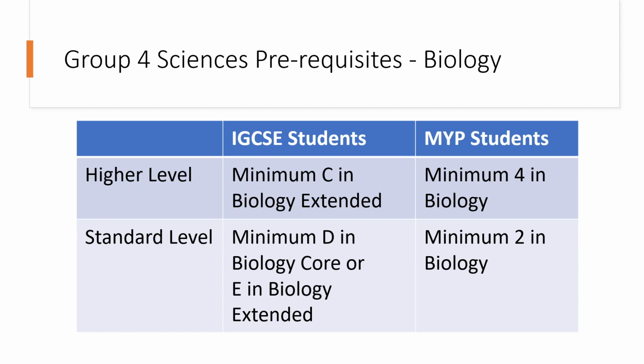So the prerequisites are as follows. Any IGCSE student, if you intend to do biology at HL, we are asking for a minimum C in biology extended, but if ever in SL, you will require a minimum D in biology core or an E in biology extended. MYP student, likewise, minimum 4 in biology if you're intending to do it at HL level, and at SL level, minimum 2 in biology.